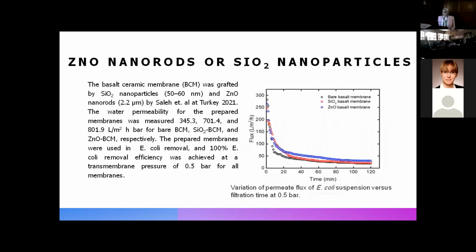The last research, also this year, was in, I think, Turkey, using zinc oxide nanorods or silicon oxide nanoparticles. Here we can see this research focused on removal of E. coli from water, and they reached almost 100% E. coli removal efficiency under a pressure of 4.5 bar, and here you can see the flux of E. coli start.